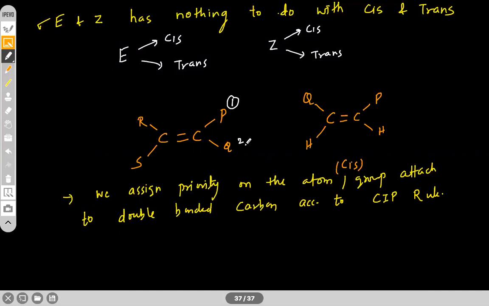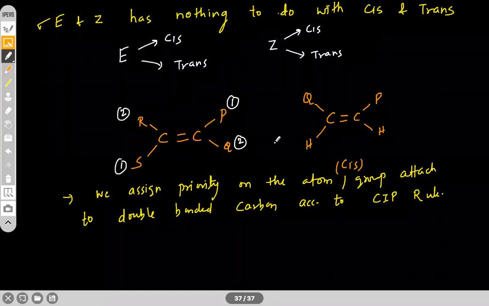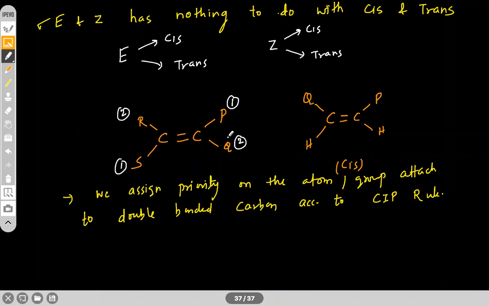But suppose we have assigned the priority here, and suppose P has more priority than Q. So this is 1, this is 2. Suppose S has more priority than R. So it is 1, it is 2. So we'll compare these two for priority, and we'll compare these two for priority. It's not like we are comparing these two. So we'll compare the atoms or groups attached to the double bonded carbon. This is the double bonded carbon atom. So we'll compare these two atoms or groups and these two. So suppose P has higher priority than Q and S has higher priority than R.